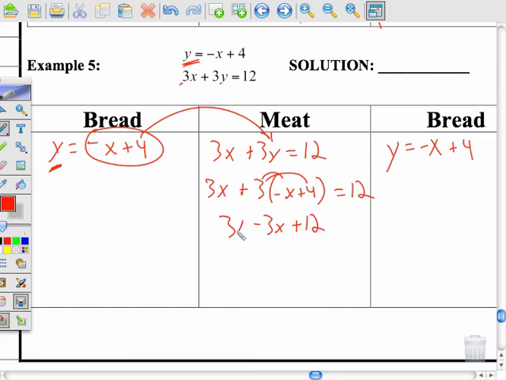So we have 3 times negative x, that's negative 3x. 3 times 4, that's plus 12. And then don't forget the 3x over here. Alright, and it equals 12. So we have 3x minus 3x. Those cancel each other out. We have 12 equals 12. This is true. If this works out, then this is all reals. This is the same line. This would be the same line.